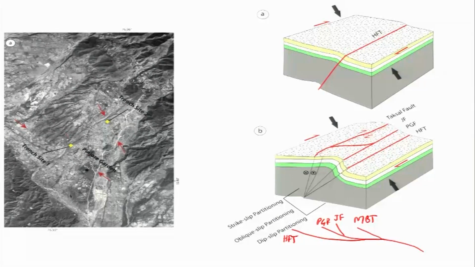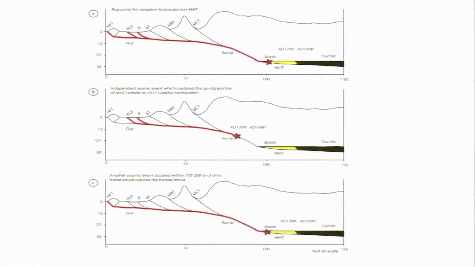But the topography which we have picked up from the Pinjore Garden fault clearly suggests that there is oblique slip partitioning taking place here. So these are the scenarios which we have suggested. In scenario 1, it is quite possible that there was an earthquake which occurred close to the brittle ductile boundary along the ramp and ruptured right up to the surface. The displacement was consumed by the Pinjore Garden and Jajra faults.